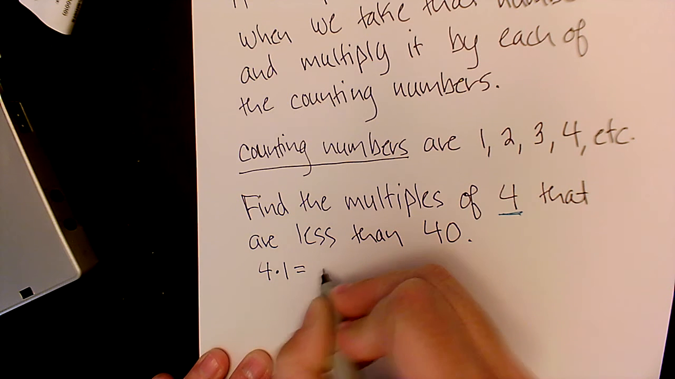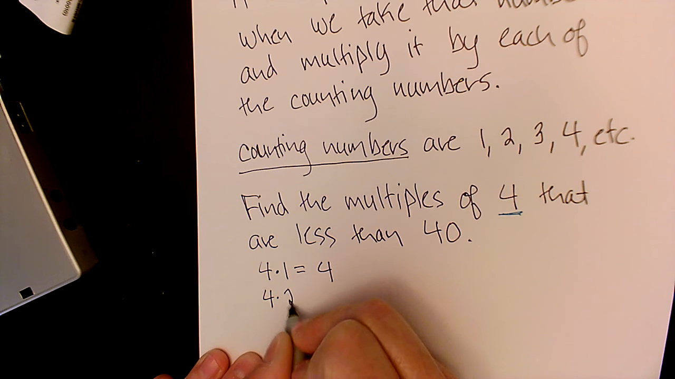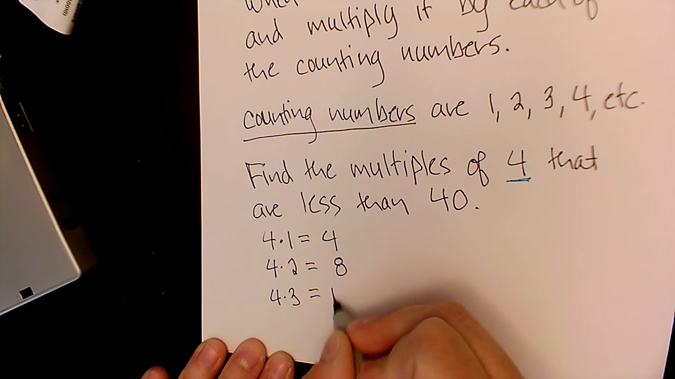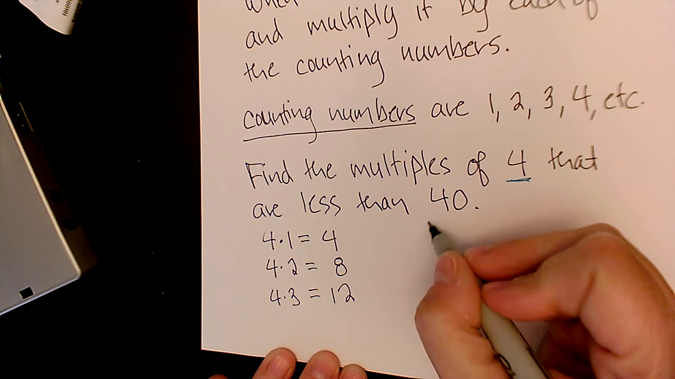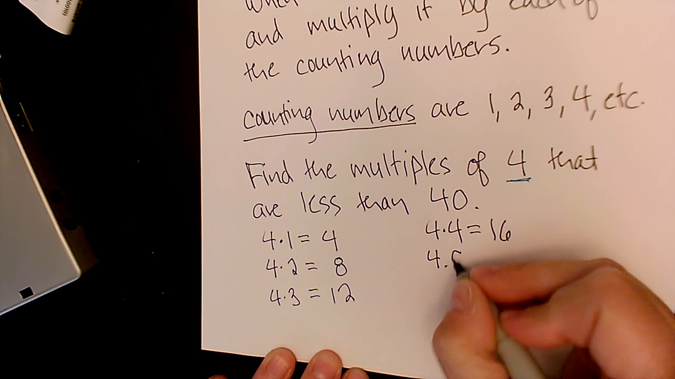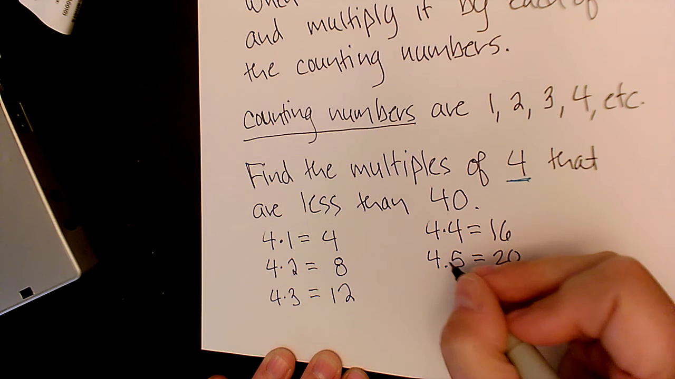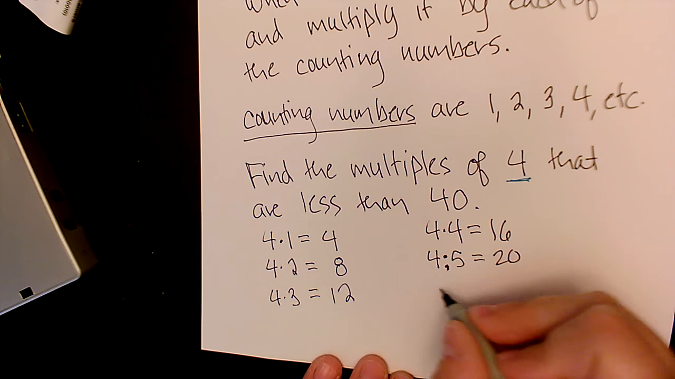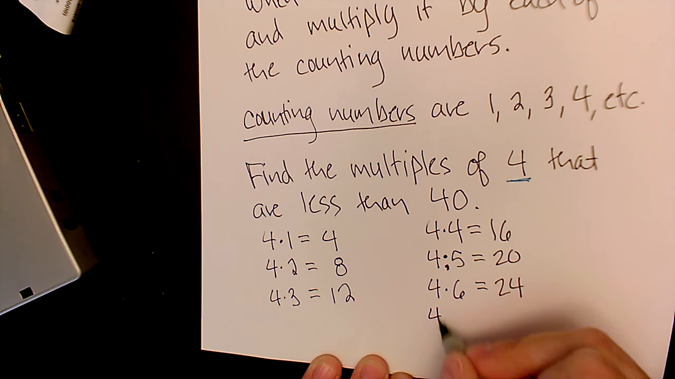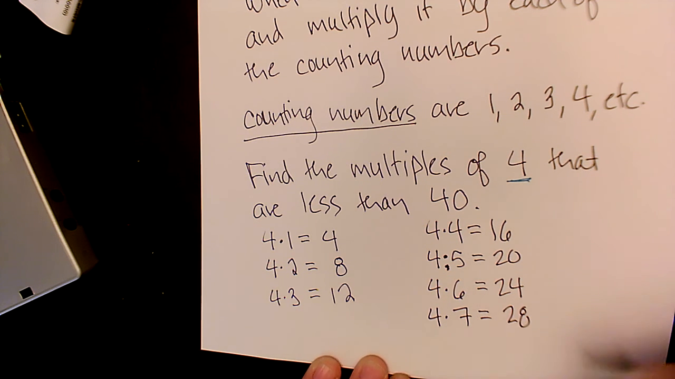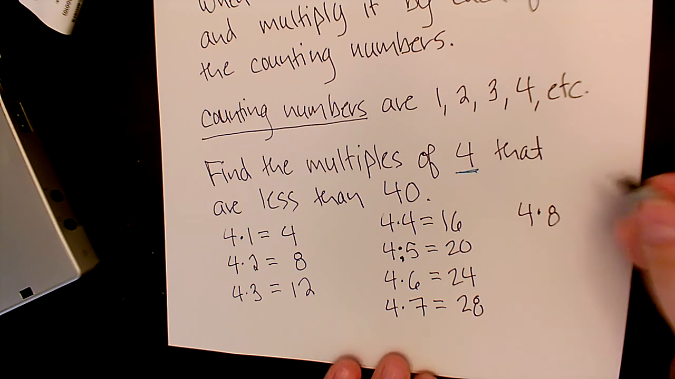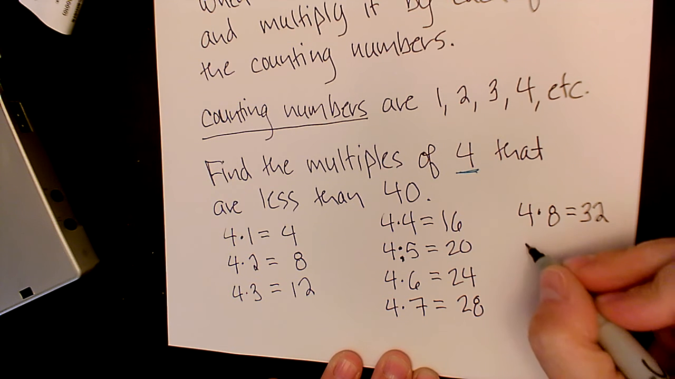So here are the multiples. So 4, 8, 4 times 3 is 12, 4 times 4 is 16, 4 times 5 is 20. Four times 7 is 28. 4 times 8 is 32.